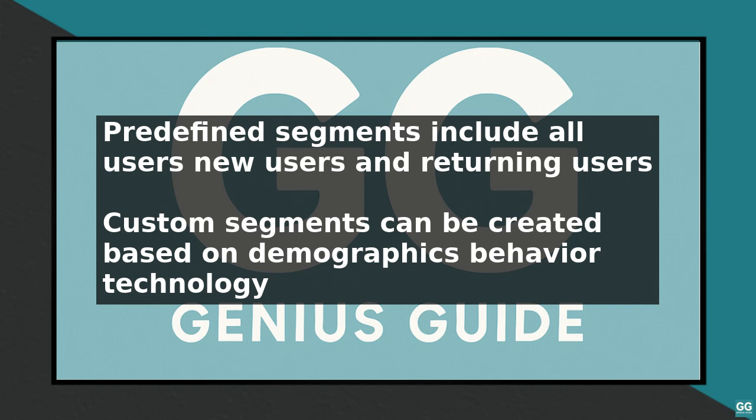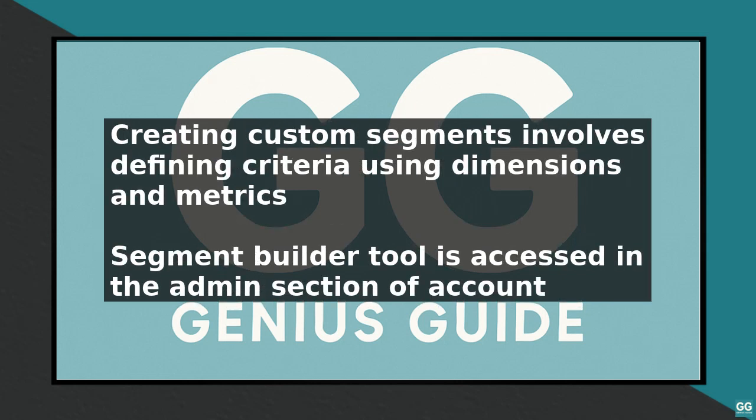For example, you can create a segment to analyze the behavior of users from a specific country or region. Once you have created your segments, you can apply them to your reports to gain a more detailed understanding of your website traffic. This allows you to compare the behavior of different groups of users and identify trends and patterns that may not be immediately apparent. For instance, you can use segments to compare the conversion rates of new and returning users, or to analyze the bounce rates of users from different traffic sources.